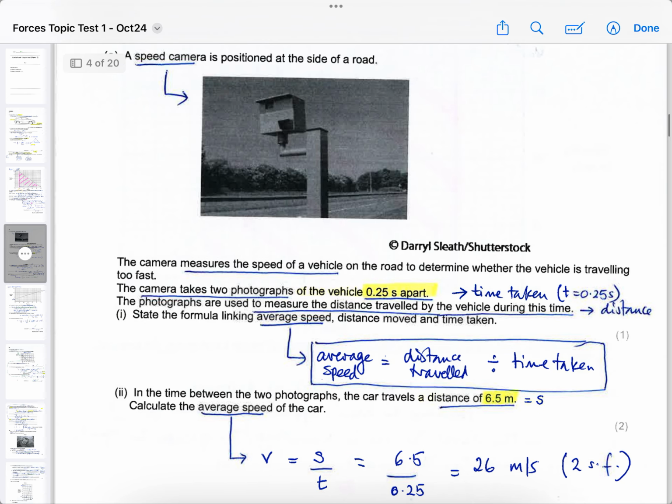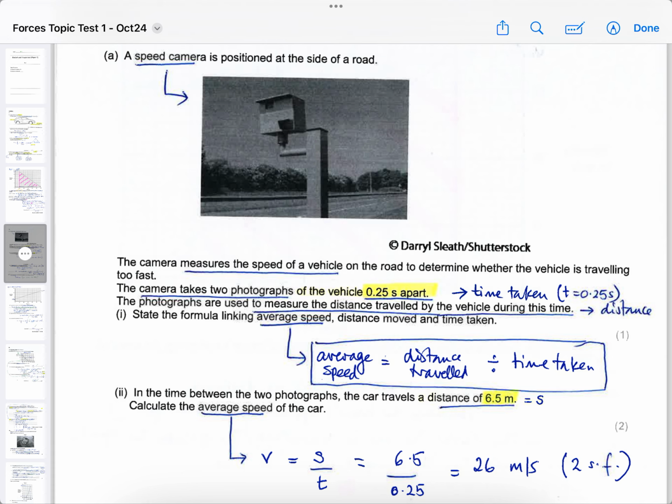It tells you the camera measures the speed of the vehicle on the road to determine whether the vehicle is traveling too fast or not. The camera takes 2 photographs of the vehicle exactly 0.25 seconds apart. So the time taken, we know, is 0.25 seconds. The photographs are then used to measure the distance traveled by the vehicle during the 0.25 seconds. So that will give us the distance.